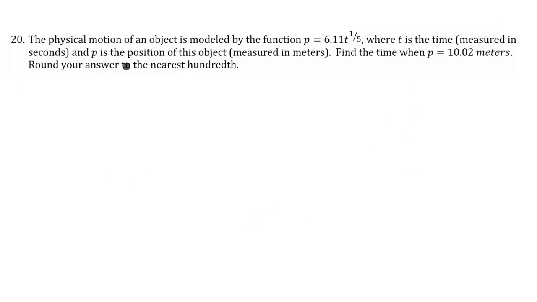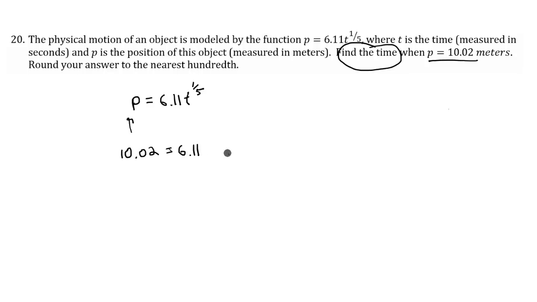Question number 20, another word problem. And we are going to be looking for time. So I'm going to rewrite my equation with time. That's going to be p equals 6.11 times t to the 1/5 power. Now we know that p equals 10.02 meters. So I'm going to plug that value in for p. So now we have 10.02 meters, which equals 6.11 times t to the 1/5 power.